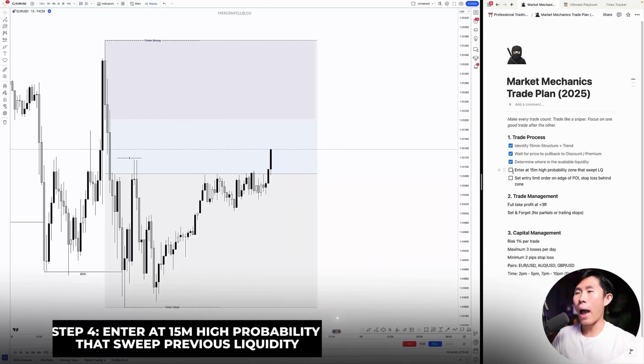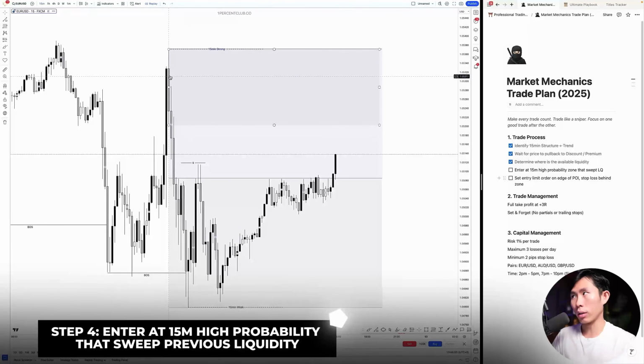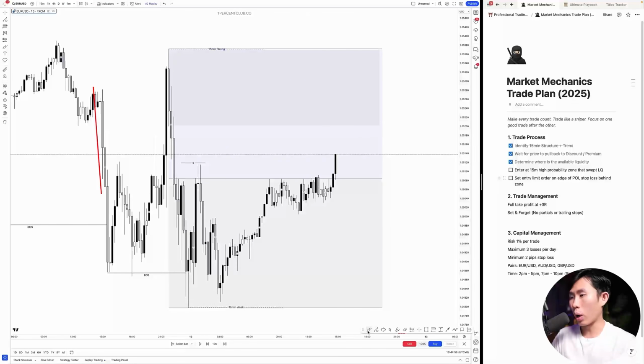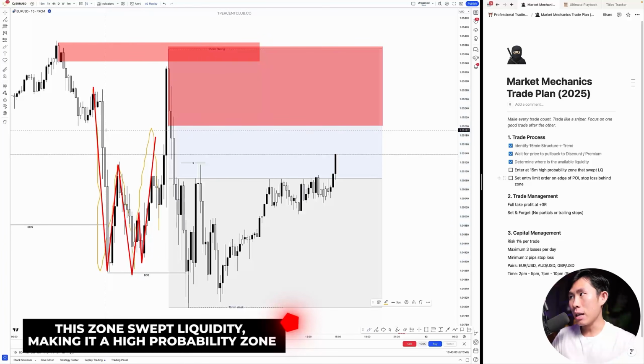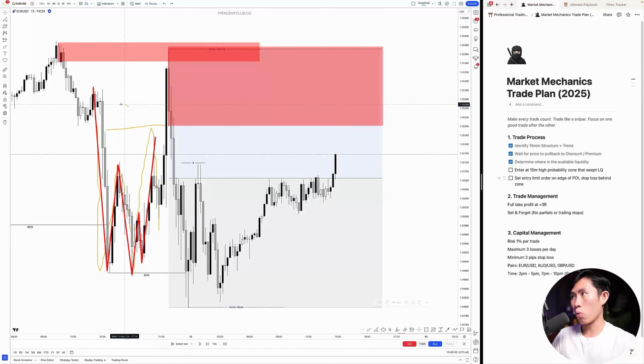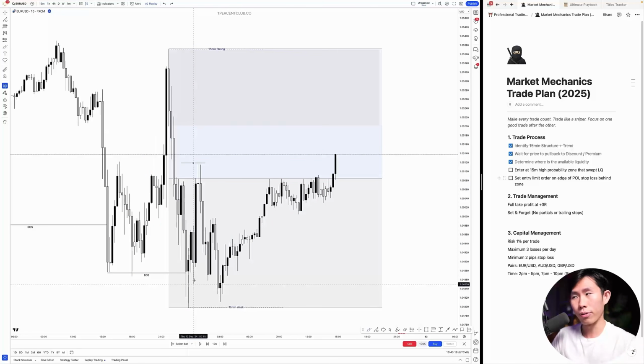Now, the fourth step is to enter at a 15-minute high probability zone that swept liquidity, right? So if we look towards the left-hand side, did this zone sweep liquidity? Yes, it did. Because what happens is that price goes down, pulls back, goes down, pulls back, goes down. Available liquidity is being built up above these highs right here. Forgive my ugly drawing, but you get the point. Price comes up there, sweeps all the available liquidity above these highs before we got a sharp down move, that sharp V-shaped reaction, which we love.